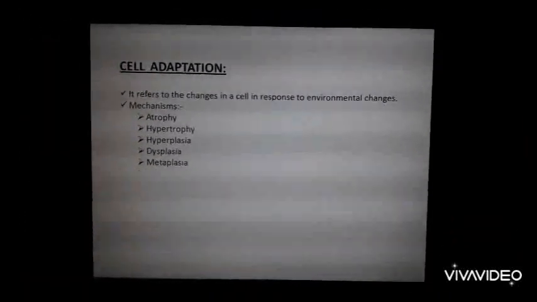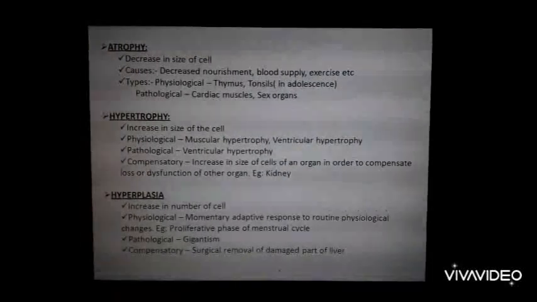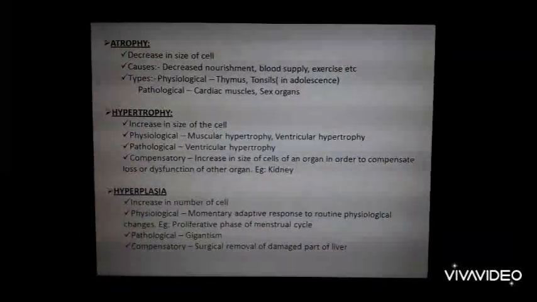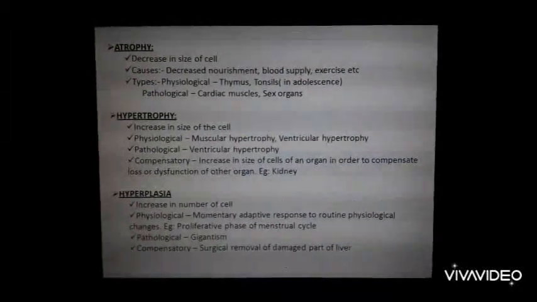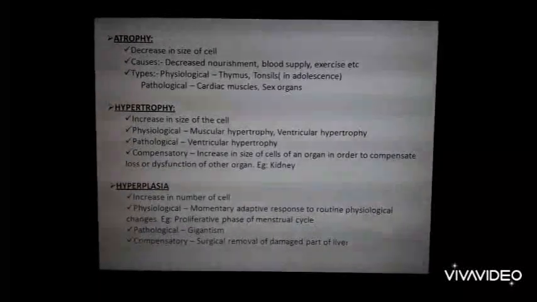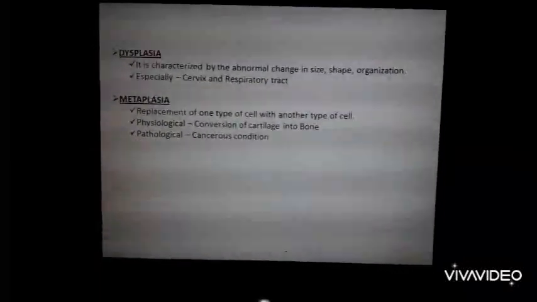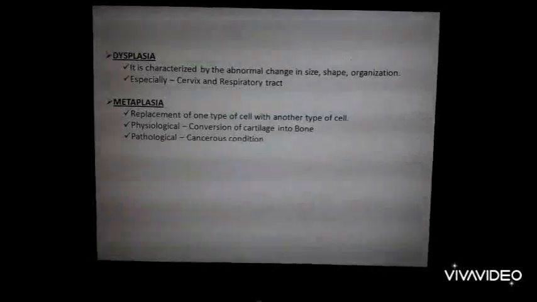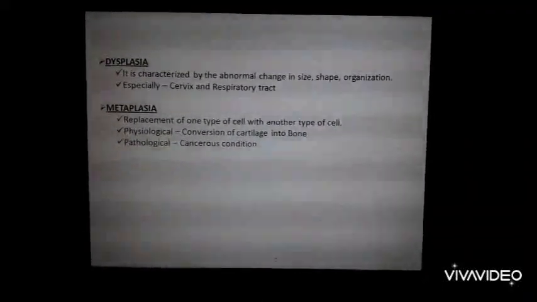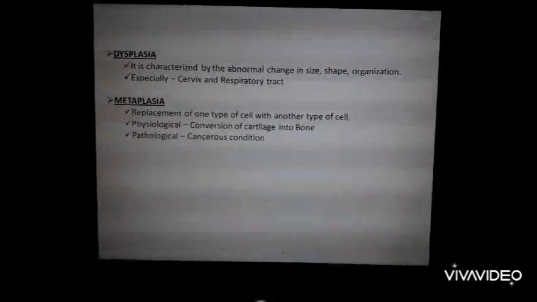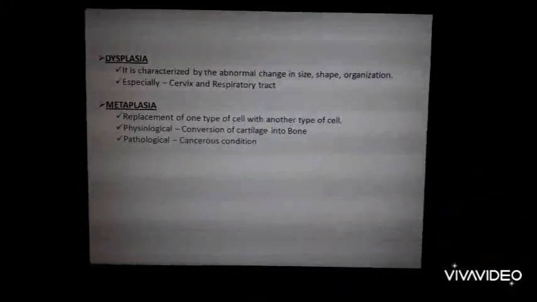Now let's revise the topics which we understood today. Cell adaptation and its mechanisms. The mechanisms are atrophy, hypertrophy, hyperplasia. Atrophy is decrease in size of cell, hypertrophy is increase in size of cell, hyperplasia is increase in number of cell, dysplasia is characterized by the abnormal change in size, shape and organization, metaplasia replacement of one type of cell with another type of cell.